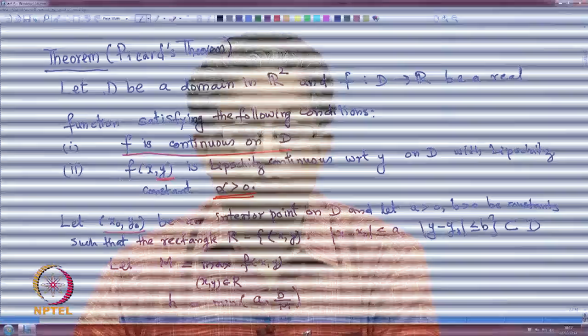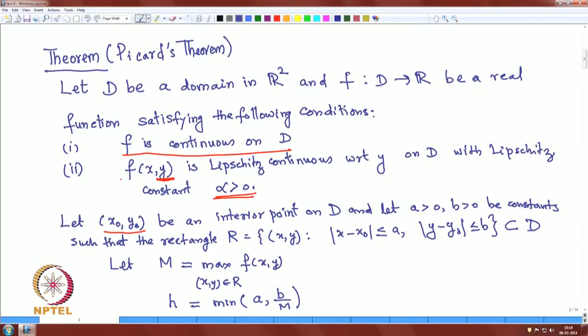In the previous lecture, we were trying to prove the Picard's existence and uniqueness theorem, and the proof was divided into four parts, and we proved part A and part B. So, let me just recall the Picard's existence and uniqueness theorem.